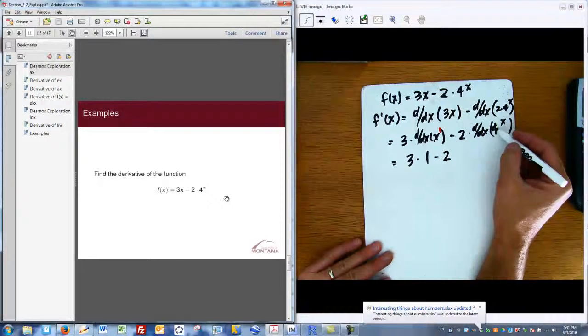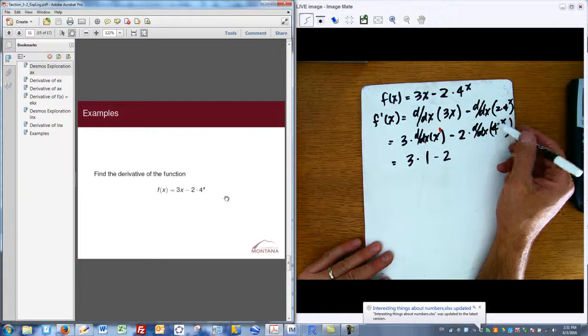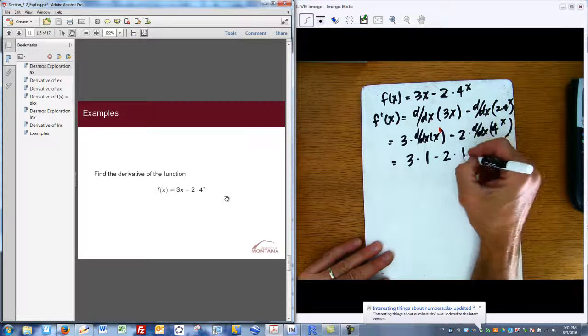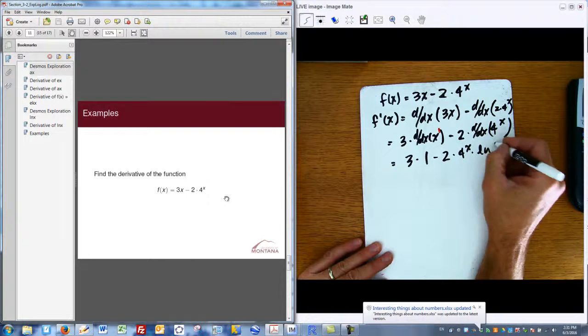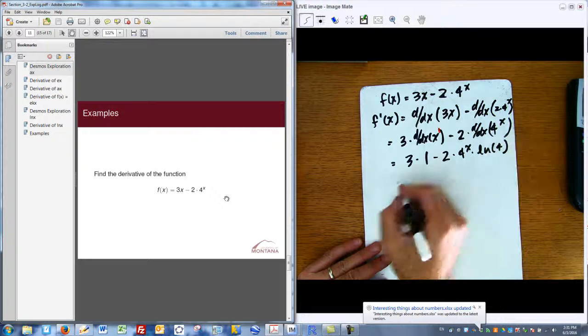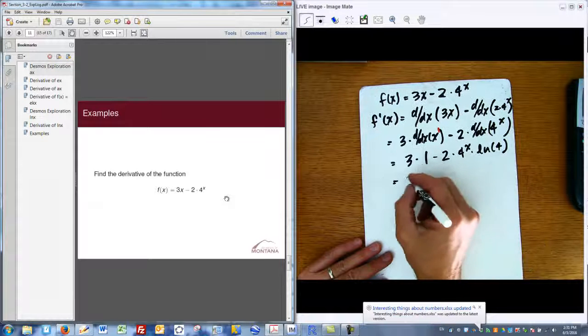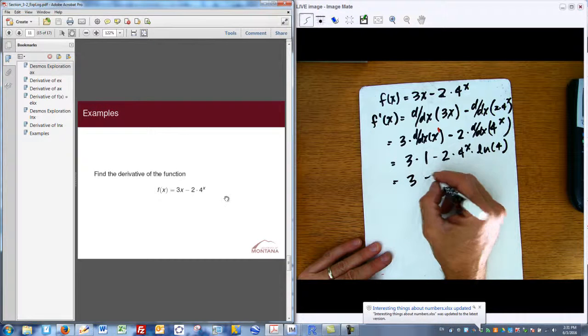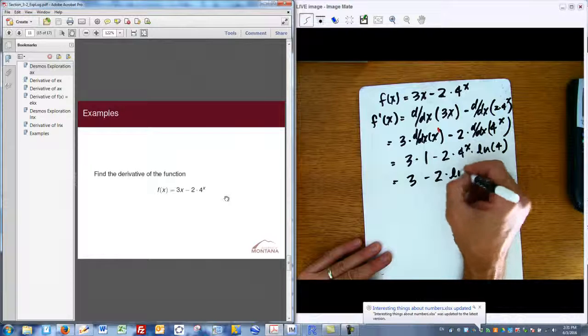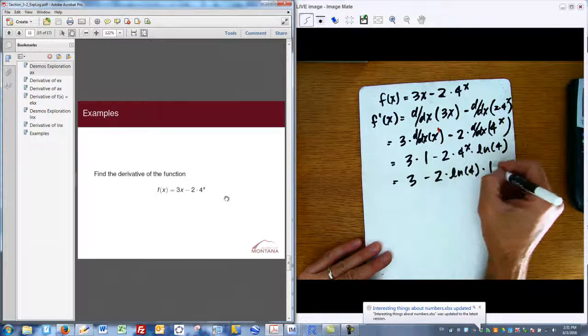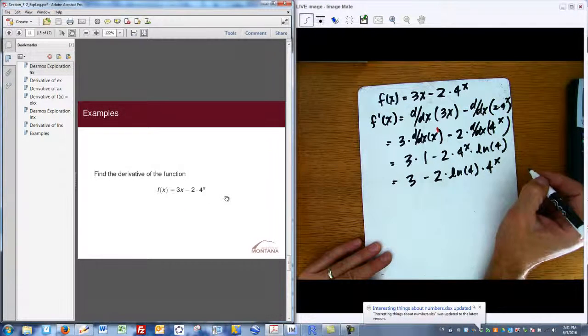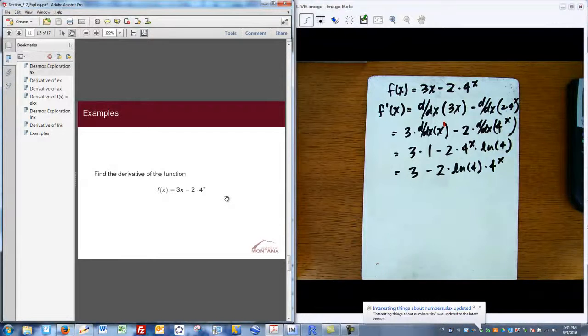2 times, now we have an a to the x form. We know the derivative of a to the x is just simply a to the x times the natural log of a. And now we have to clean this up. 3 times 1 is just 3, minus 2 times the natural log of 4 times 4 to the x. So that would be a perfectly acceptable way to leave it.